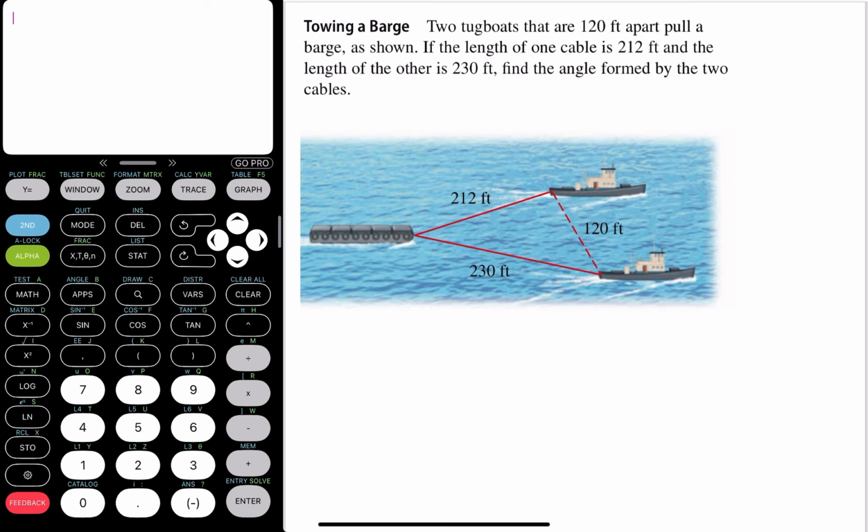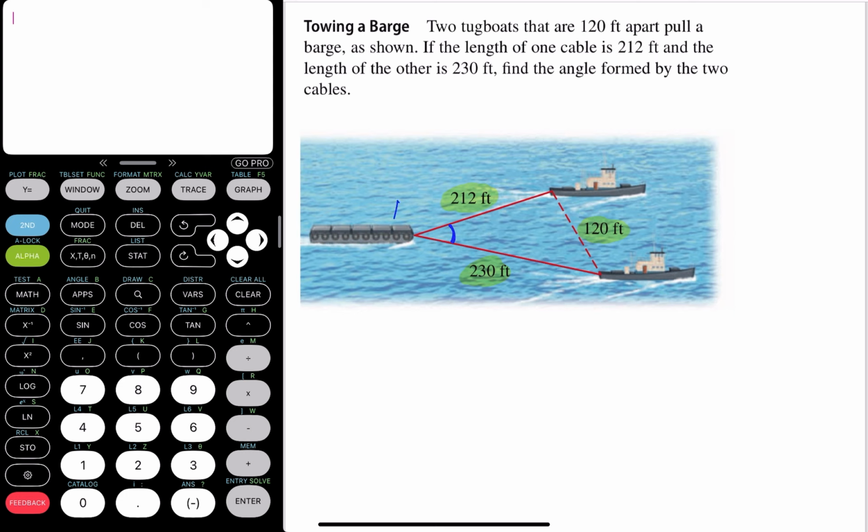Two tugboats are 120 feet apart. So there's our 120 feet. They are pulled as shown. The length of one cable is 212 over here. Another one is 230. Find the angle formed between the two cables. So that would be this angle right here.